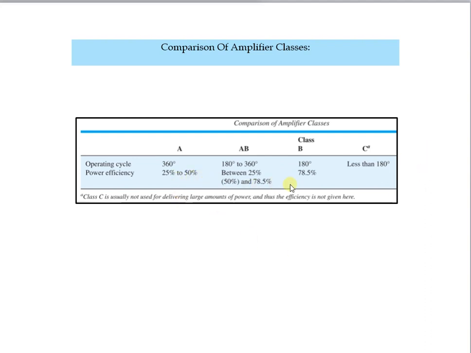Now these efficiency calculations, whatever we have done, are theoretical values, but practically you will always obtain a value at least 10% lower than the theoretical value.